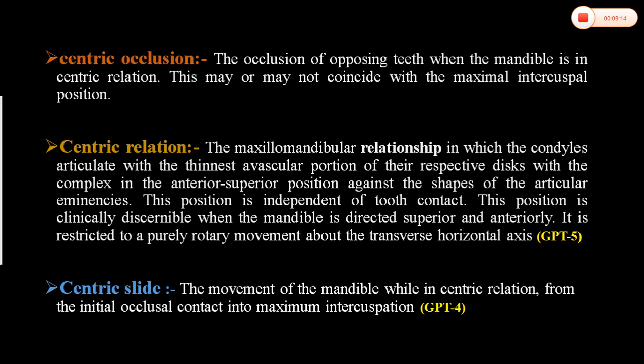The maxillomandibular relation in which the condyles articulate with the thinnest avascular portion of their respective disc, with the complex in an anterior superior position against the shapes of the articular eminence. This position is independent of tooth contact. It is clinically discernible when the mandible is directed superiorly and anteriorly. It is restricted to purely rotary movement about the transverse horizontal axis. So, the occlusion that develops in this relation is known as centric occlusion.